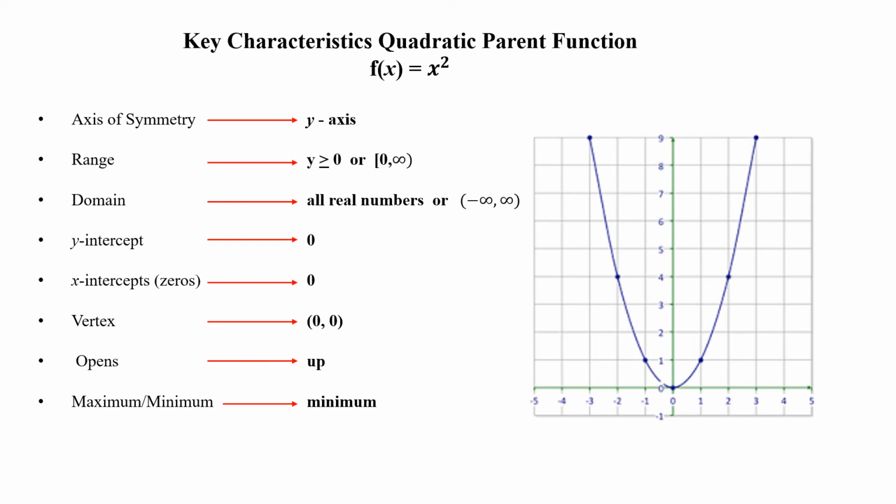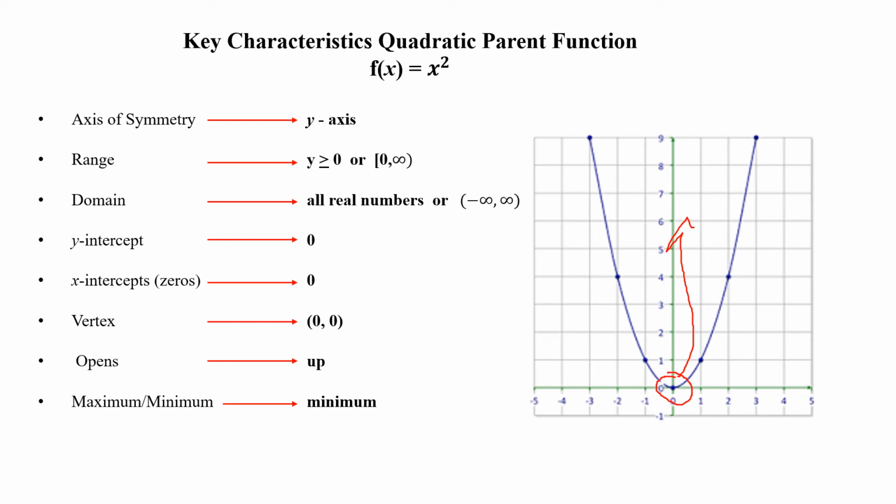The range is the y-coordinate of my vertex and more. So therefore we say y is greater than or equal to 0, or we can write it in interval notation. We have a bracket that's closed, meaning that 0 is a part of my solution, and it goes on to positive infinity because it's going up.